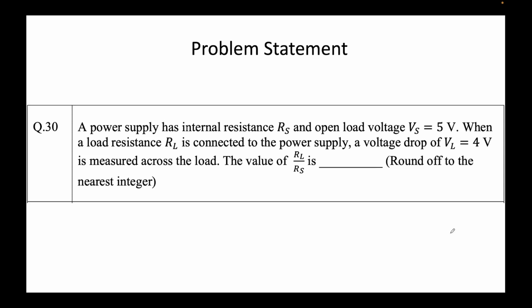The problem statement reads as follows. A power supply has internal resistance Rs and open load voltage Vs equal to 5 volts. When a load resistance RL is connected to the power supply, a voltage drop of VL equal to 4 volts is measured across the load. The value of RL over Rs is. Since this is a numerical answer type problem, we will round off our answer to the nearest integer.